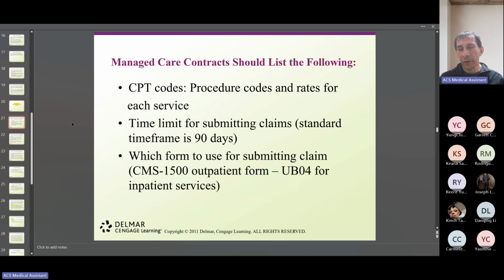So there are certain forms that have to be submitted, and these are the only ones that the insurance is going to receive, because they are the ones that are accredited or required by the Centers for Medicare and Medicaid Services, both of them, the CMS 1500 and the UB 04.